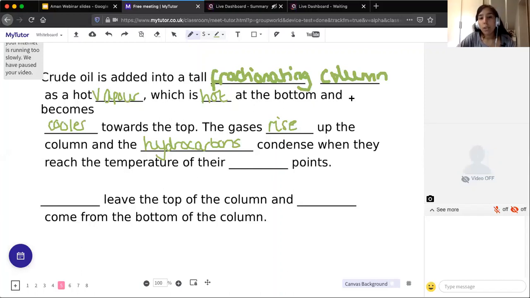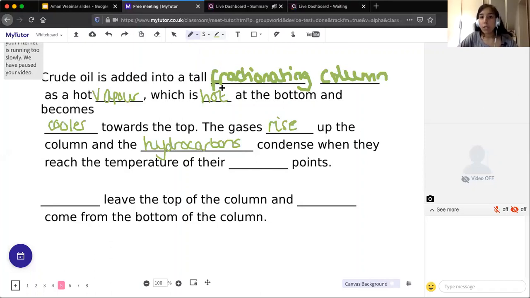So when does condensation happen? Does it happen when a liquid becomes a solid or when a gas becomes a liquid? And what's that called? Is it the melting or the boiling point? What do we think? So at what temperature does something condense? Melting or boiling point? The boiling point, excellent, well done.